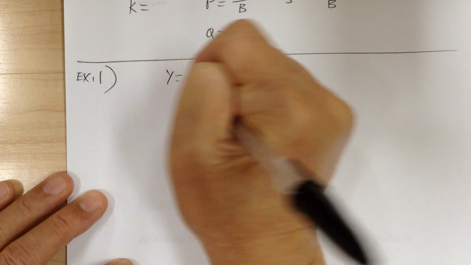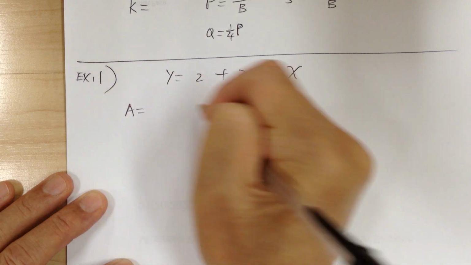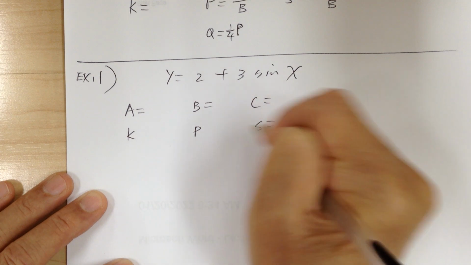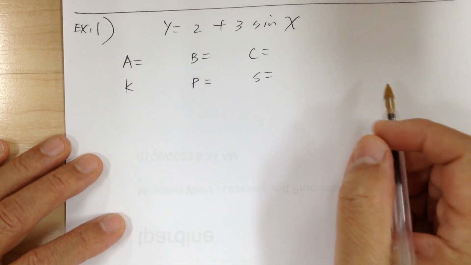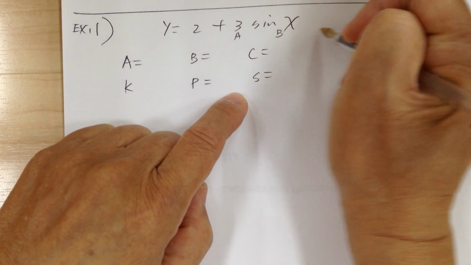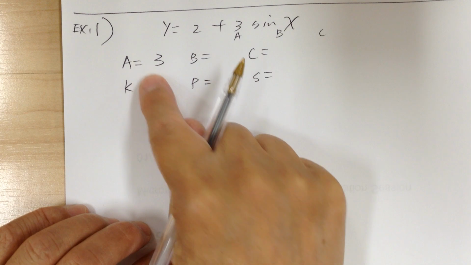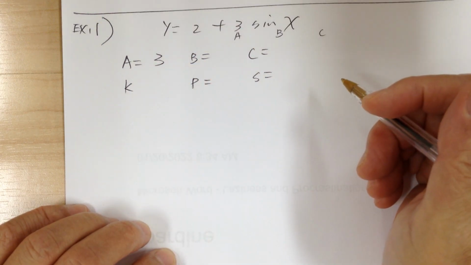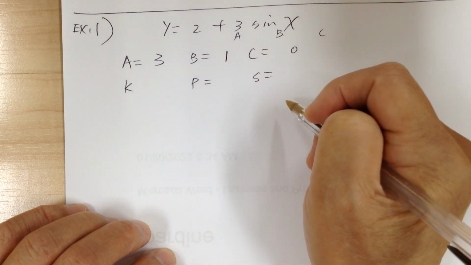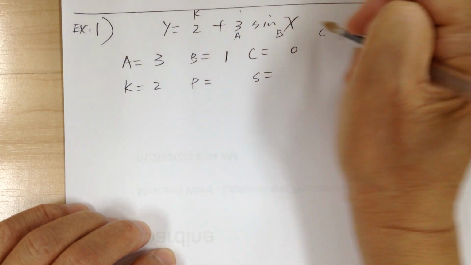You want to graph y equals 2 plus 3 sine x. In this case, we have A, B, C, and K, P, and shift. I will explain what all this means. This is the A, this is the B, and this is the C. A equals 3. A is how much it goes up and down. A is your amplitude, how much it varies from the center. B, in this case, equals 1, and C equals 0. And K is 2 over here.